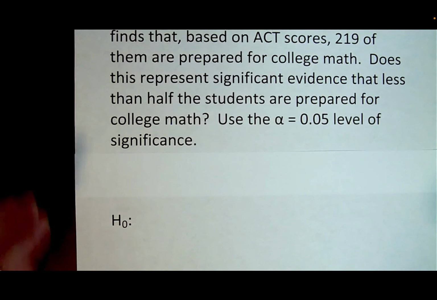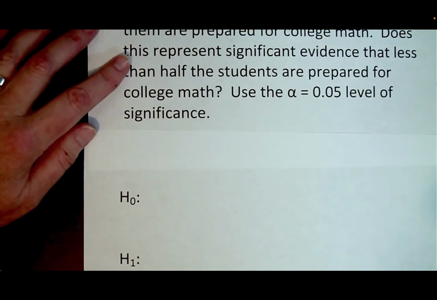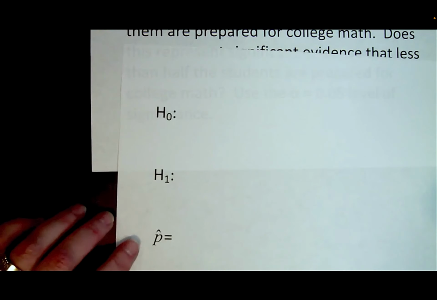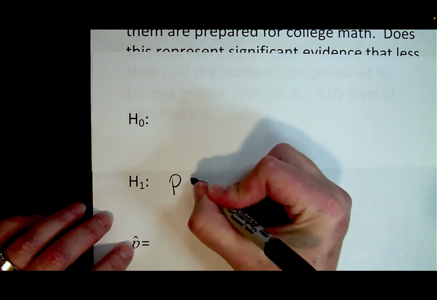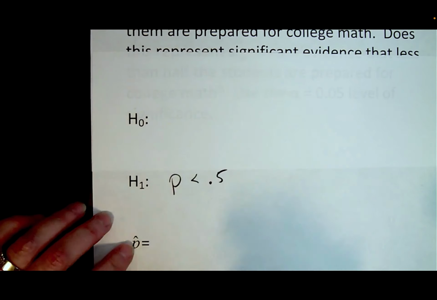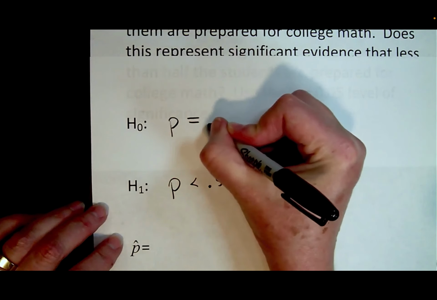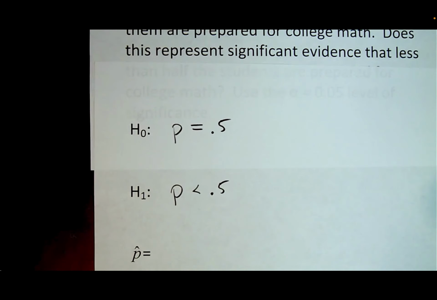Okay, so what are our hypotheses? Well, she is wondering whether less than half of the students are prepared for college math. So the alternate hypothesis that she's testing is that the population proportion is less than 0.5. That means the null hypothesis is that the population proportion is actually equal to 0.5. Okay, so remember, the null hypothesis is always going to have an equals.